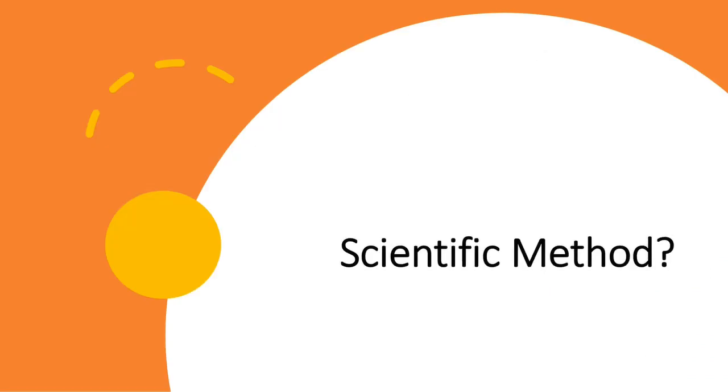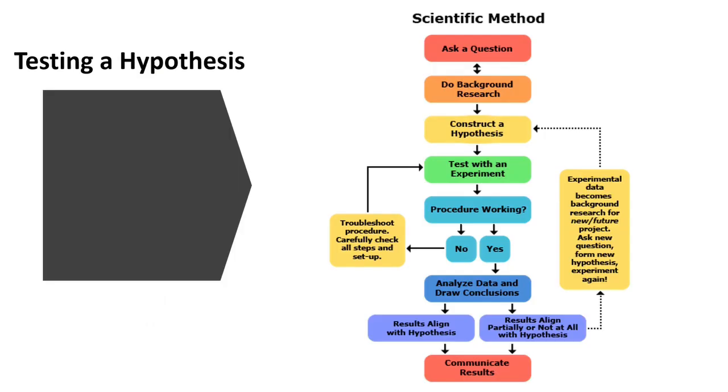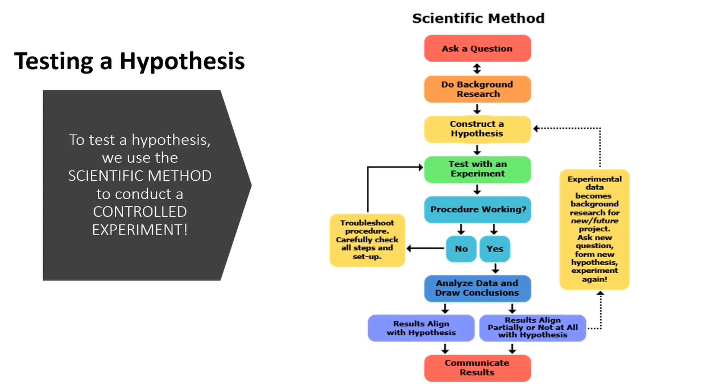So, scientific method. This is how you test your hypothesis. You have to use this in order. If you're going to think like a scientist, you're going to test your scientific hypothesis using a scientific method, and conduct a controlled experiment.